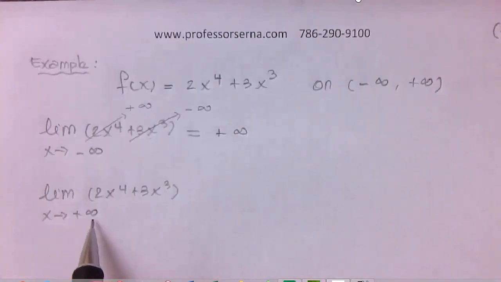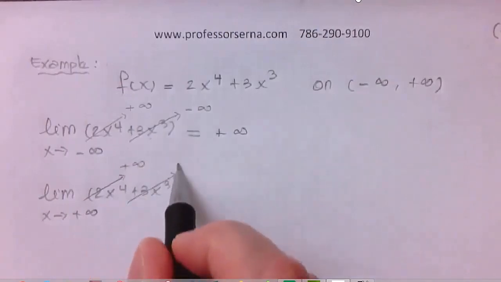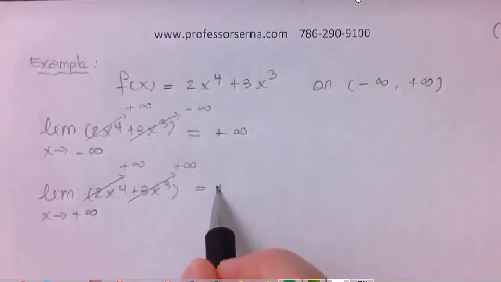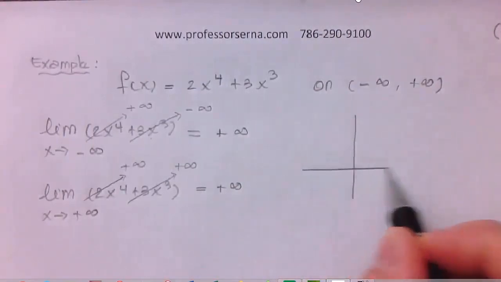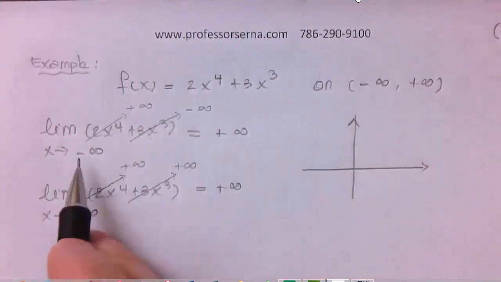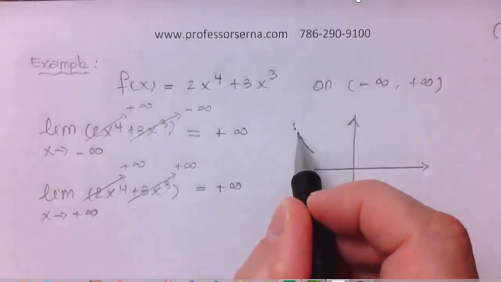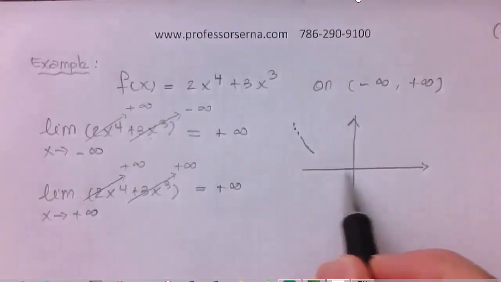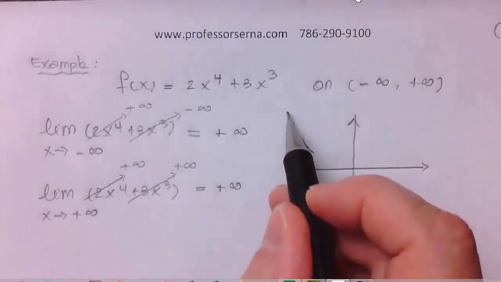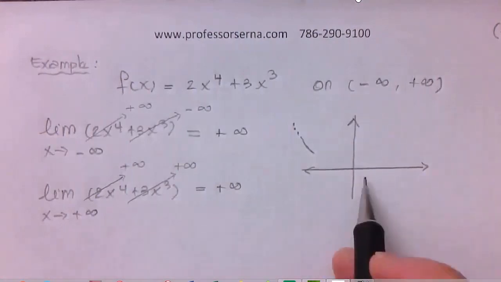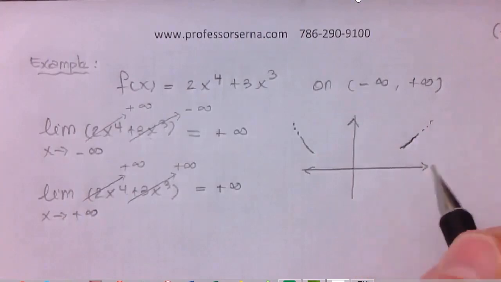And when x approaches plus infinity, this is approaching plus infinity, this is also approaching plus infinity, and the limit is plus infinity. So what is happening is something like this. When x approaches negative infinity, the function is approaching plus infinity. So something like this is going on. When x approaches negative infinity, when x is going in this direction, the function is going up. And when x approaches plus infinity, the function is also going up. So something like this is happening.